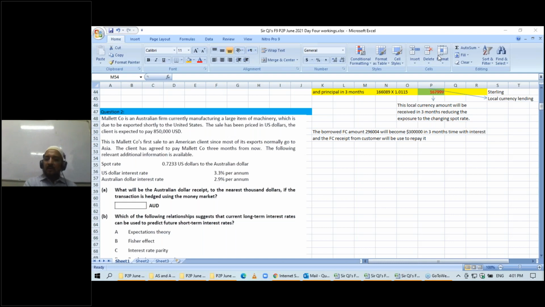Okay, so let's start with the risk management work that we started yesterday, where we set a money market hedge in case of receiving foreign currency in 3 months time. Today we will learn how to set a hedge if you have to make a foreign currency payment in future, and we will revise the strategy for receipts as well.